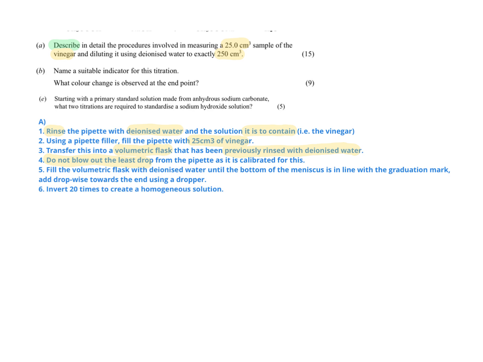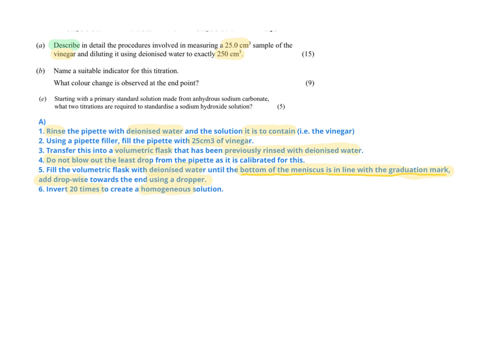Once that's done, you can fill the volumetric flask with deionised water until the bottom of the meniscus is in line with the graduation mark. And that line is key. That line is used in every single titration that you will do. The bottom of the meniscus should be in line with the graduation mark. It's important to remember that when you're filling with deionised water and you come close to the bottom of the meniscus, you should add dropwise using a dropper. And once you've that done, you invert your volumetric flask 20 times to create a homogeneous solution. And that is describing in detail how you dilute your vinegar and make it up to a 250 centimetre cubed solution.